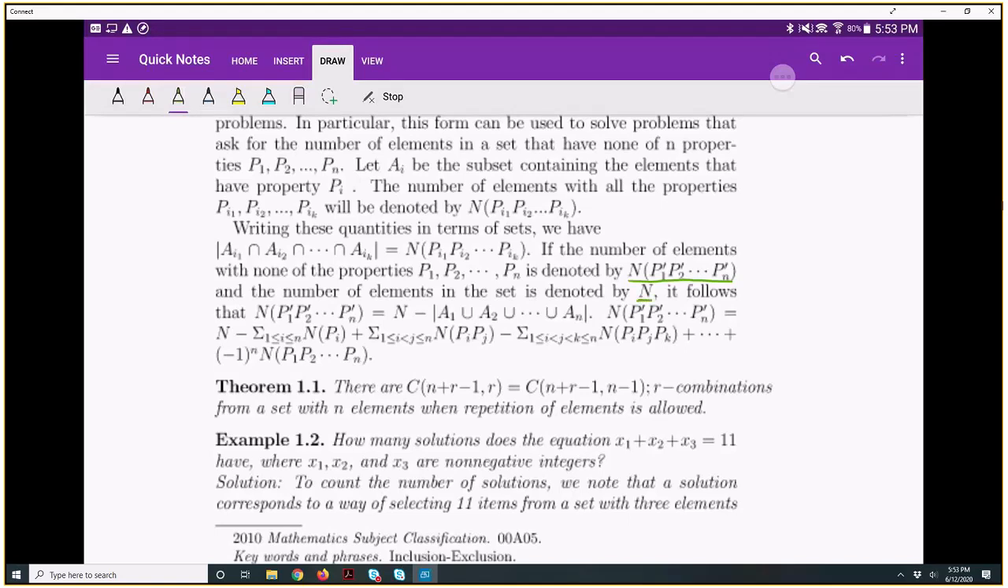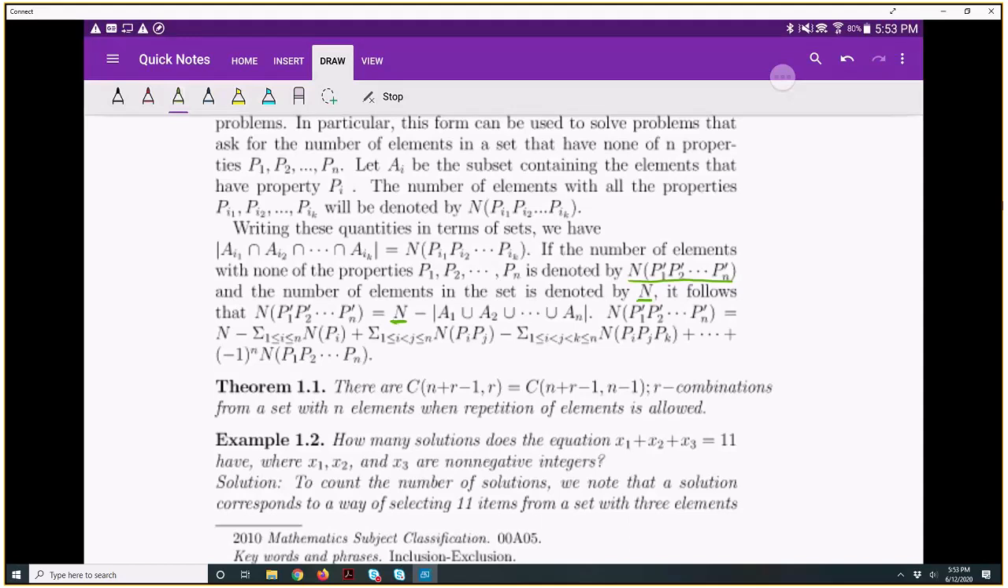So it follows that if we want to find N of P1 prime, P2 prime, Pn prime, which is the number of elements possessing none of the properties, then we're just going to take the total number of elements in the set and subtract the union of all of these subsets. Remember, the subsets were the subcollections for each property. And we know how to find the cardinality of a union. That's by inclusion-exclusion.